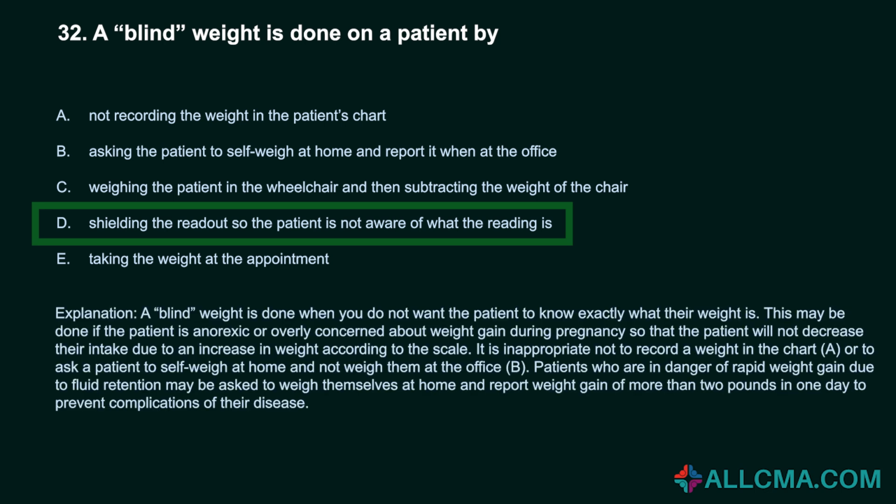A blind weight is done when you do not want the patient to know exactly what their weight is. This may be done if the patient is anorexic or overly concerned about weight gain during pregnancy so that the patient will not decrease their intake due to an increase in weight according to the scale. It is inappropriate not to record a weight in the chart, A, or to ask a patient to self-weigh at home and not weigh them at the office, B. Patients who are in danger of rapid weight gain due to fluid retention may be asked to weigh themselves at home and report weight gain of more than 2 pounds in one day to prevent complications of their disease.